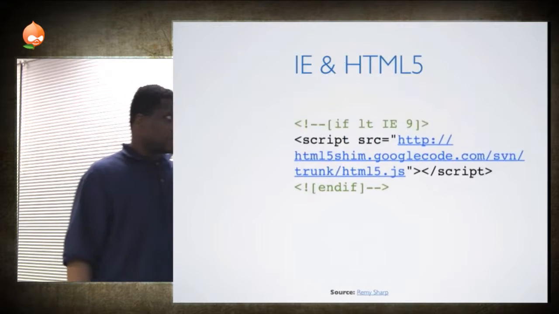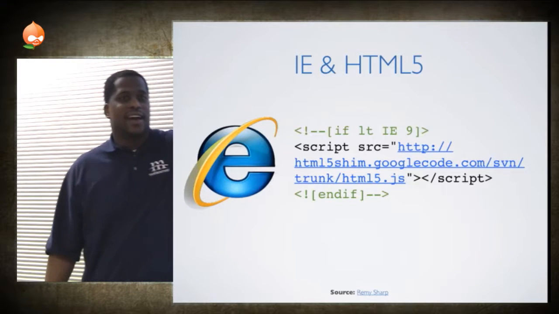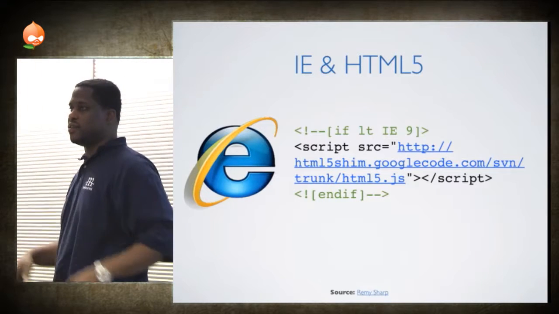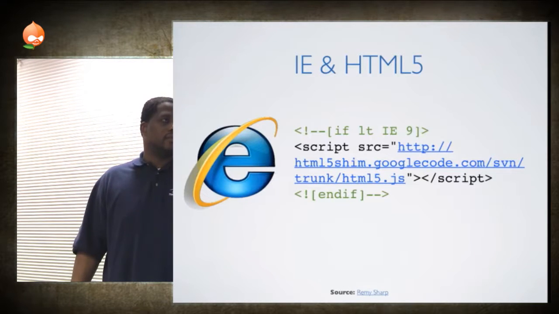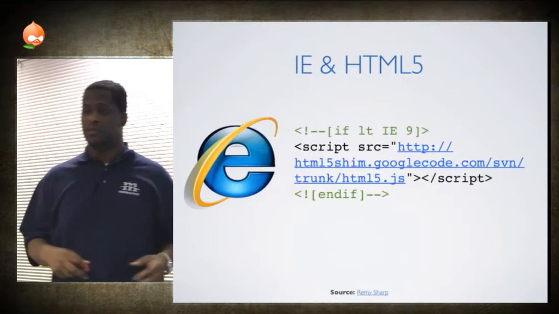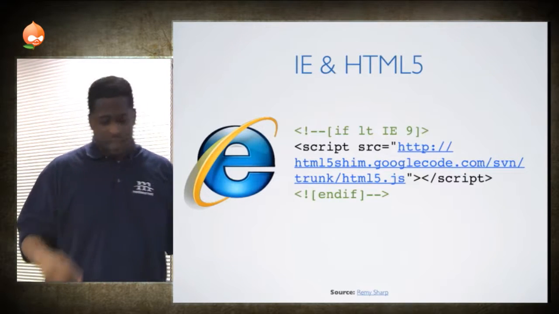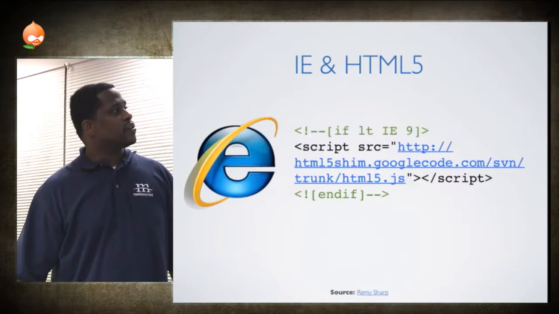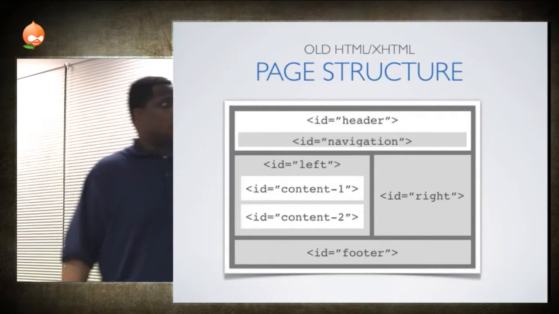Now, very interesting point. For IE, if it's earlier than IE9, you have a script that you can put in as JavaScript. What it does is it allows older versions of IE to display these new HTML5 elements. So in that code, it basically creates all those elements for you to use. So that's a good little tool to have. And I have a slide in the back to show you pretty much how to use it or where to put it.